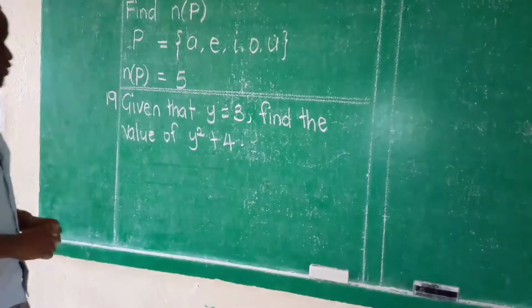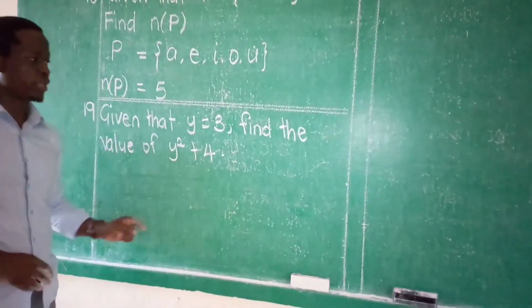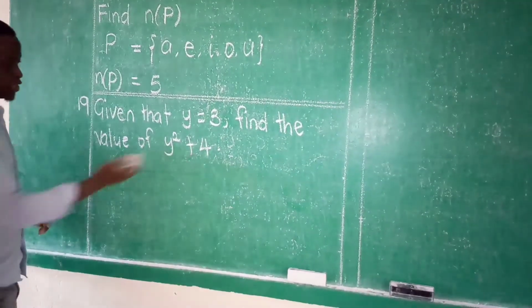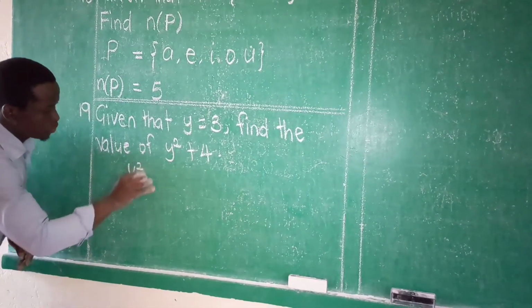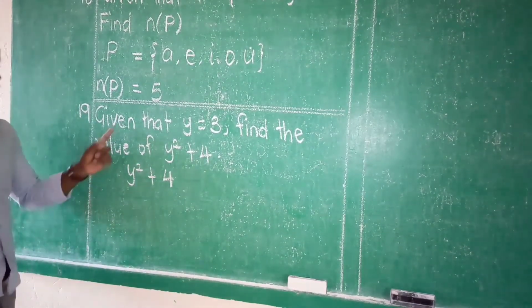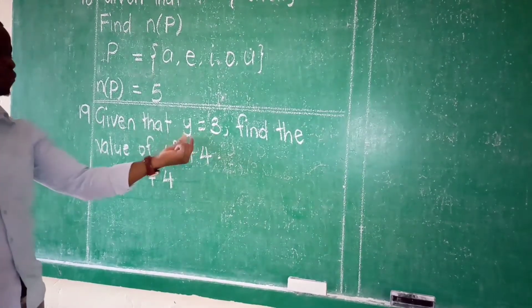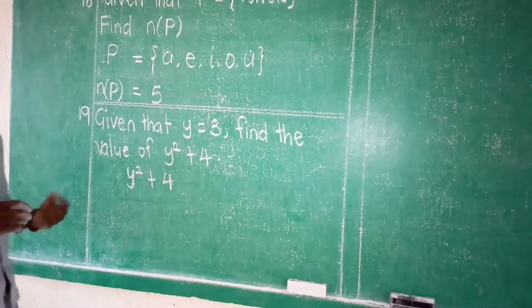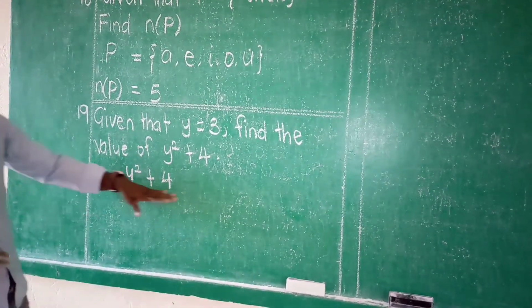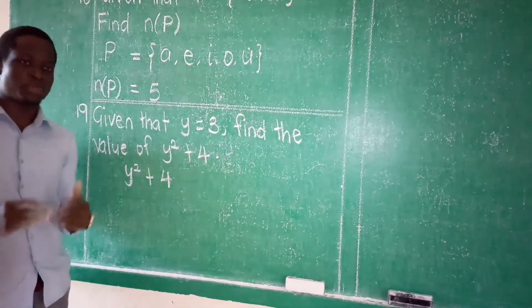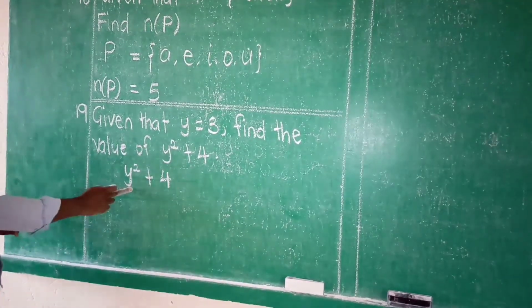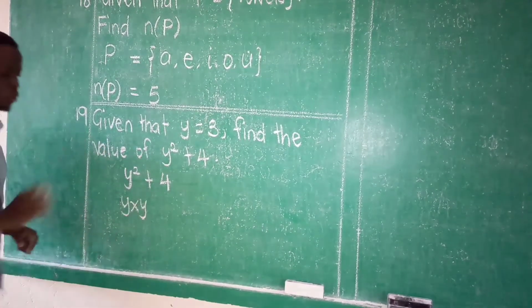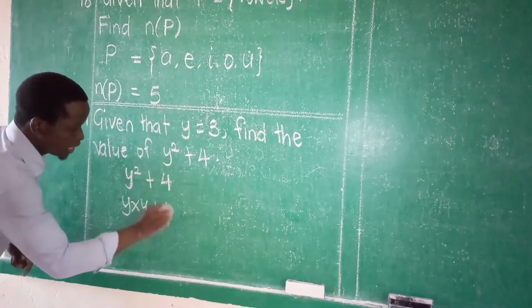Given that y is equal to 3, find the value of y squared plus 4. Now our expression is y squared plus 4. And in the question we are given the value of y, which is 3. We are going to substitute. But before you substitute, you first expand your expression. If you have any part which needs to be expanded, like y squared, expand it first. Y squared means y times y. Then you will add that 4.